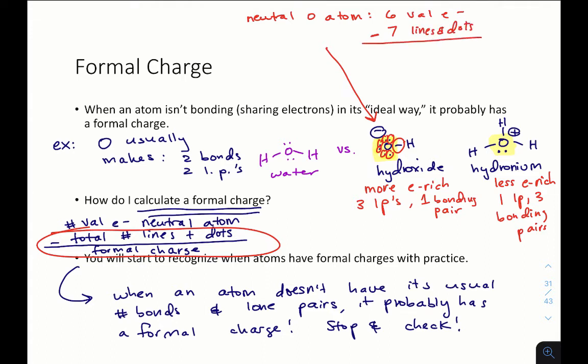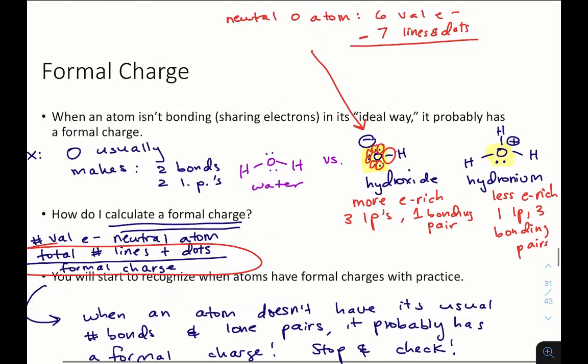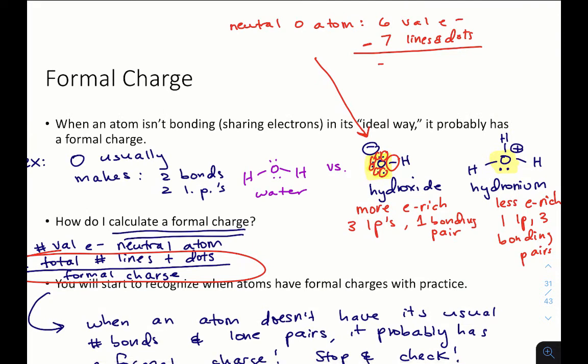Since they're localized, each electron is localized on oxygen. It's not being shared with hydrogen. 6 minus 7 gives us -1. That is the formal charge of the oxygen atom in hydroxide. Typically we ignore the 1, but you could have written -1, but the 1 is implied.